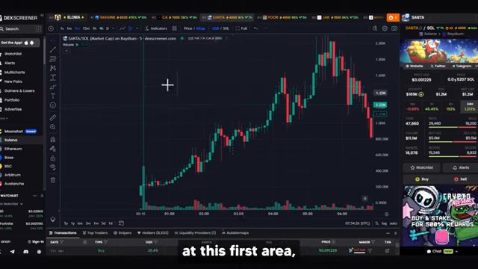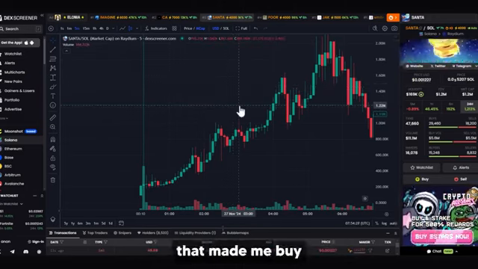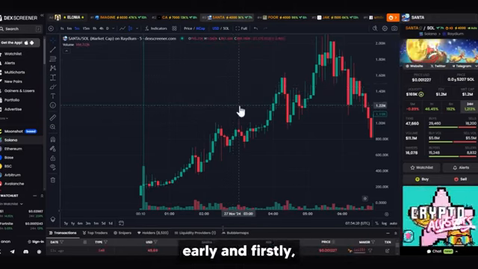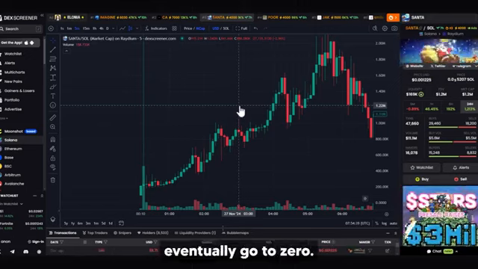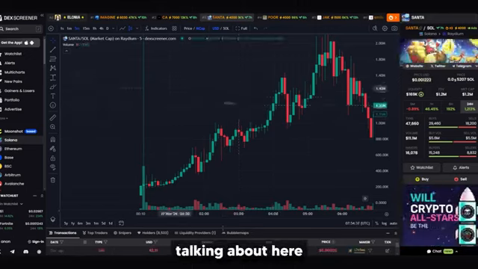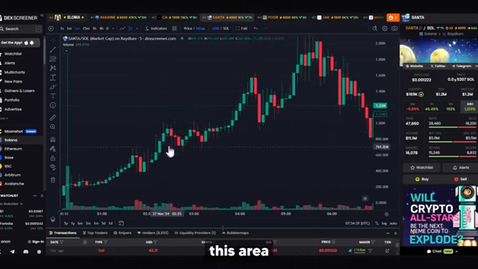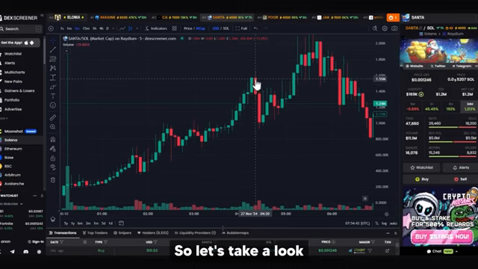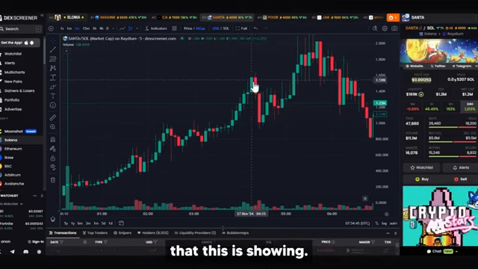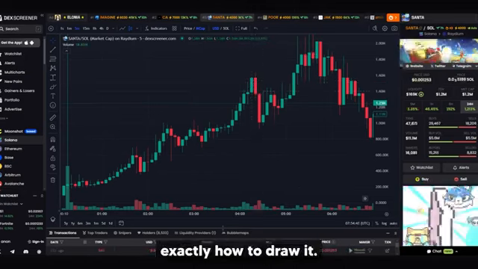So when we were looking at this first area, one of the things I noticed that made me buy into this coin early, and firstly, this is not a recommendation to buy this coin, all meme coins probably will eventually go to zero, is that this area had a sort of squeeze and then price moved upwards. So let's take a look at the kind of pattern this is showing, and then let me show you guys exactly how to draw it.